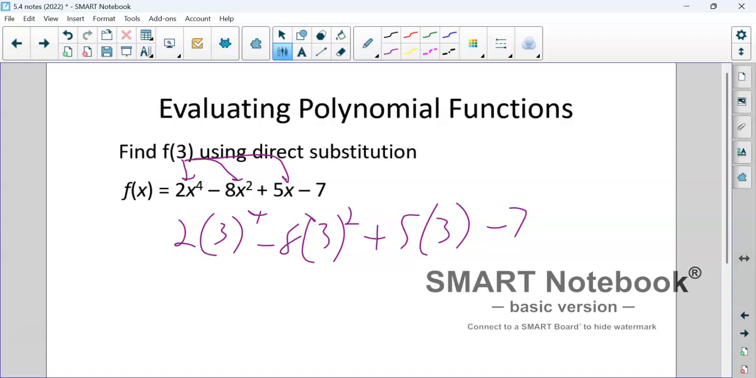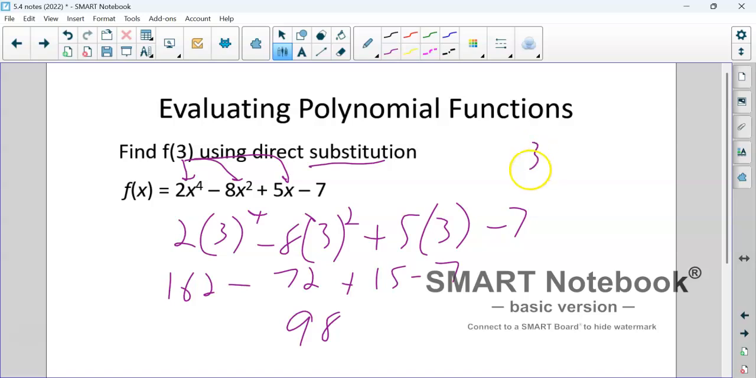All right? And then 3 to the 4th power is 81, times 2 is 162. Minus 3 squared is 9. 9 times 8 is 72. Plus 5 times 3 is 15, minus 7. So 162 minus 72 plus 15 minus 7 is 98. So if we substitute 3 in for x, we get 98.